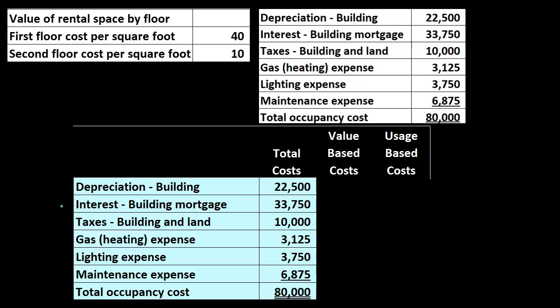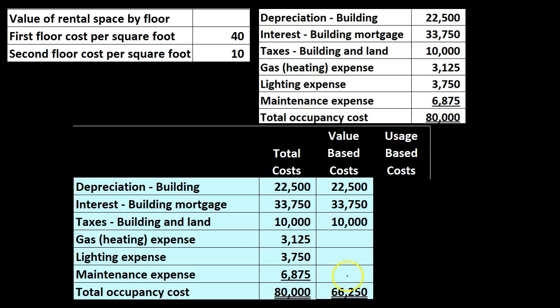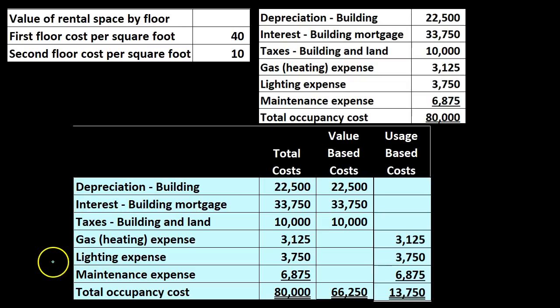the usage-based costs. So value-based costs, we're going to say, is the depreciation, the interest, the taxes. Those are going to be things that are more heavily weighted by the value of the property, because if you're talking about more valuable property, you would think the depreciation, the interest, and the taxes should be allocated more to those items because of the value of the property. Whereas the usage-based items, gas, lighting, and maintenance, those things shouldn't change based on the value of the property.